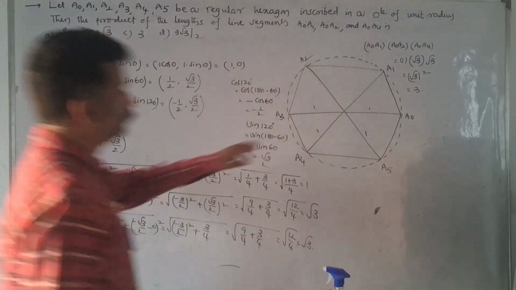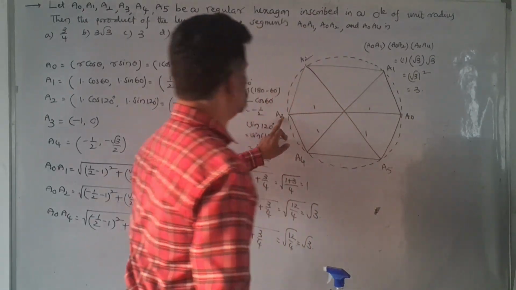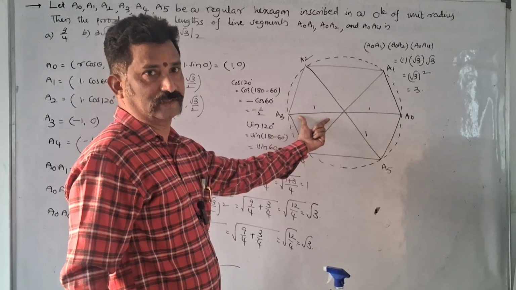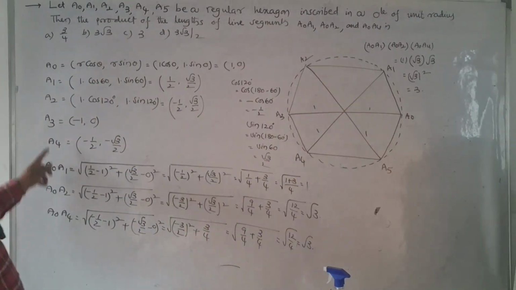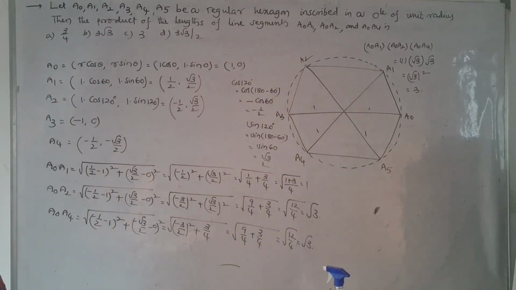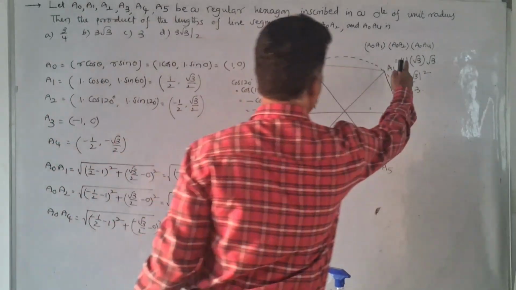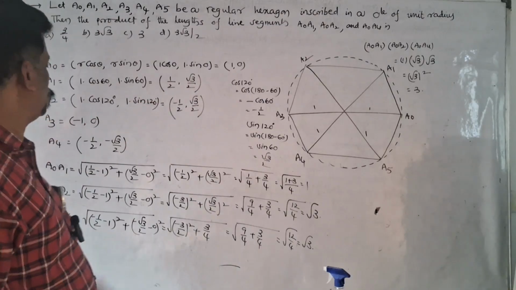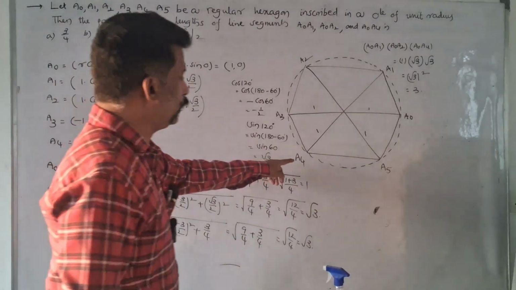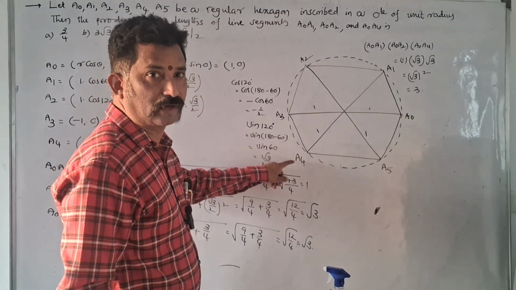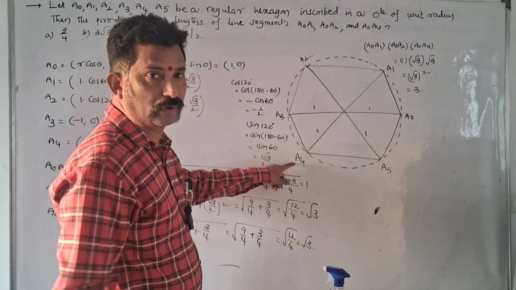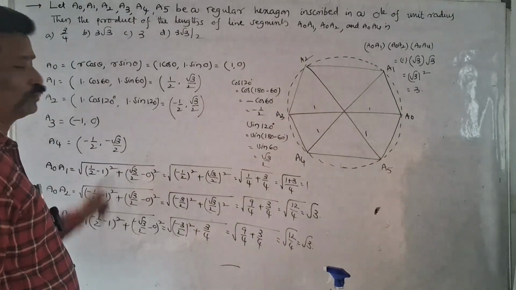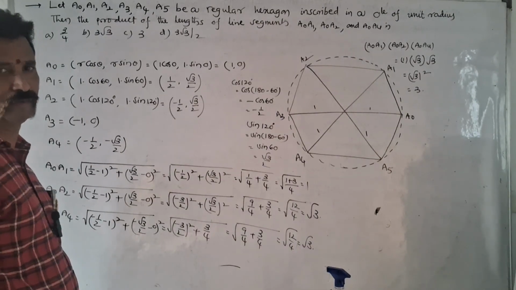Now A3: obviously A0 is 1 comma 0, and this one is minus 1 comma 0, because it is 1 unit away and lies on the x-axis. A4: A1 is 1 by 2 comma root 3 by 2, but A4 belongs to the third quadrant. In the third quadrant, x is negative and y is negative. So A4 is minus 1 by 2 comma minus root 3 by 2. Simple.